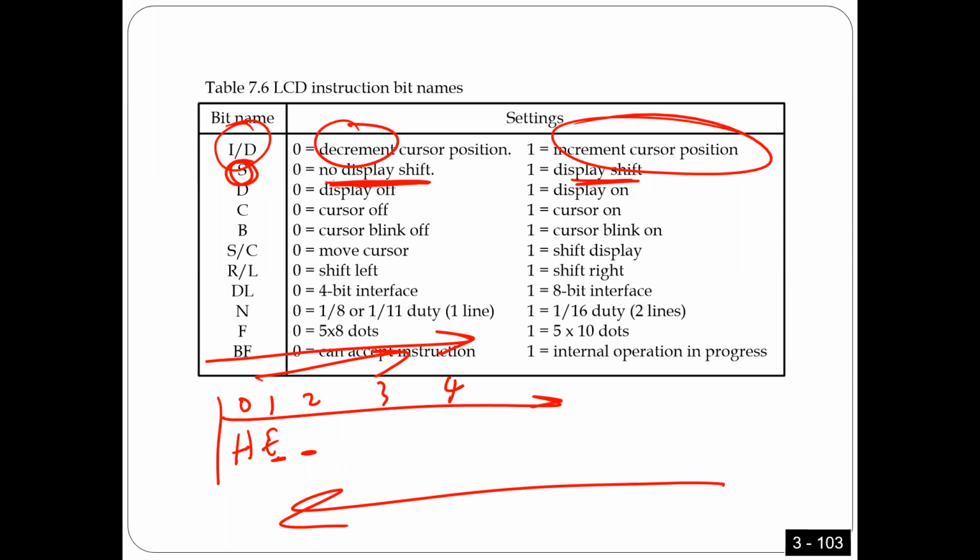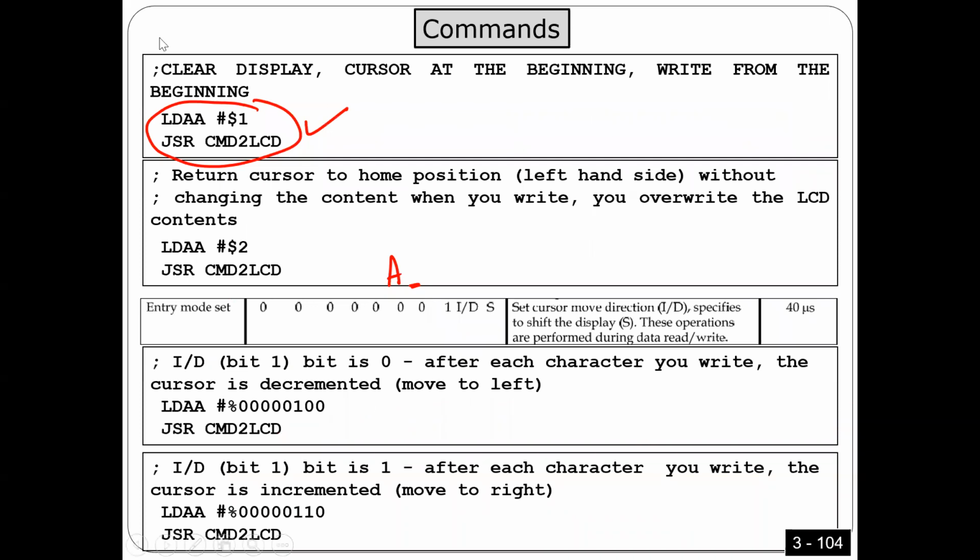Increment is what we're going to use all the time, because we write English left to right. Every time I want to write something, I need the cursor to move to the right, not to the left. Look here, guys, about the I/D bit: after each character you write, the cursor is decremented. Decremented means it's moved to the left. The cursor is going to move this way.